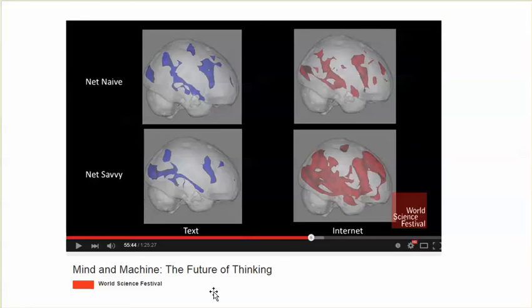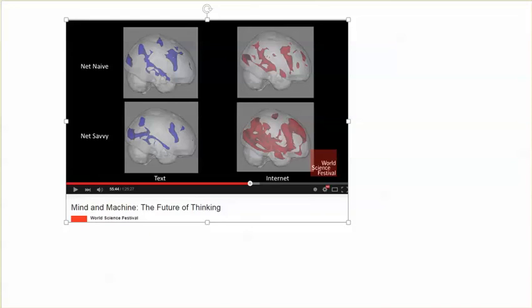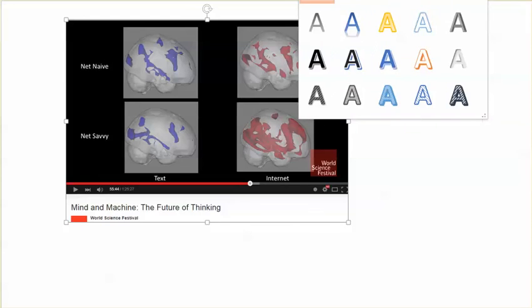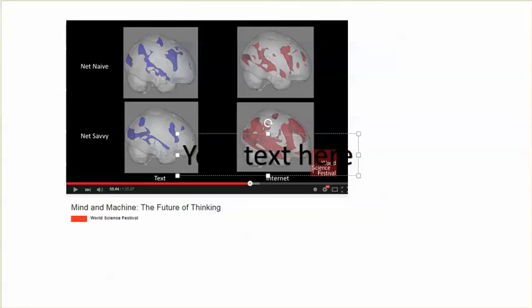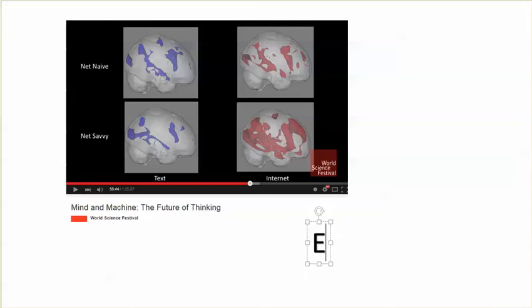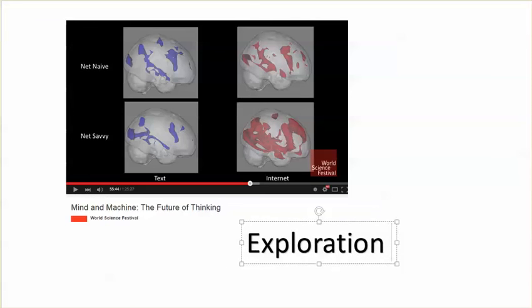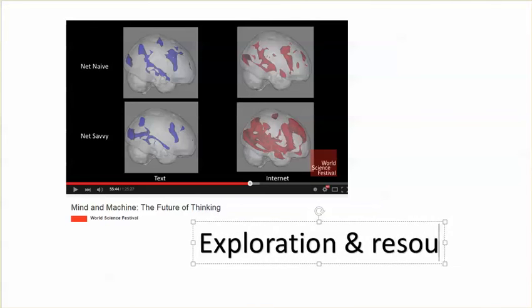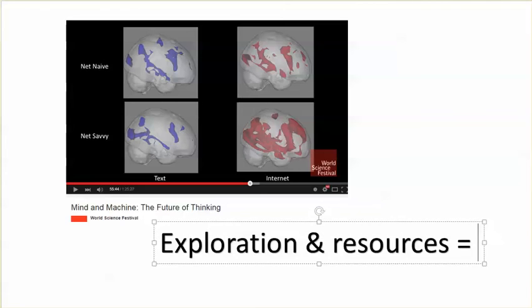So exploration and resources. I might actually write it down for some people who might need to see it in writing, because we all think differently, right? We all organize information differently. So exploration, remember, so do the kids. Exploration and resources equals the internet.